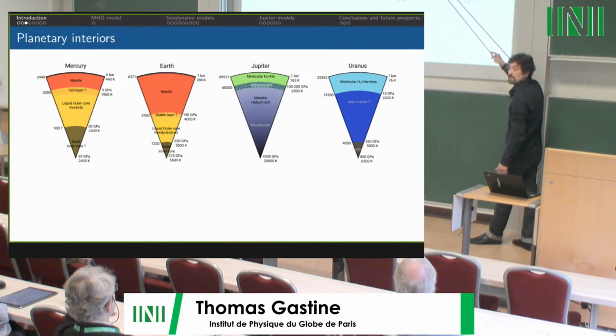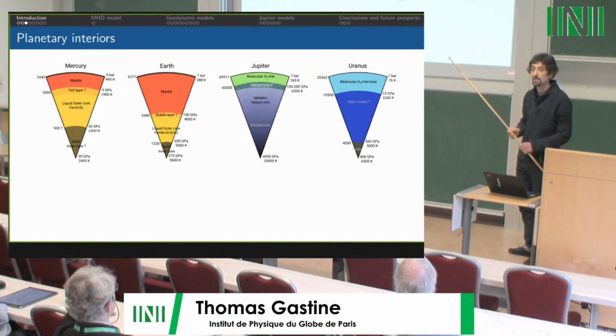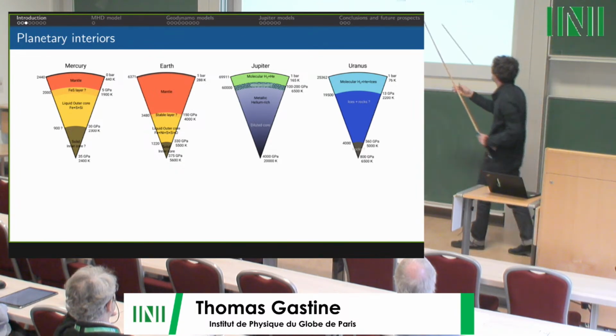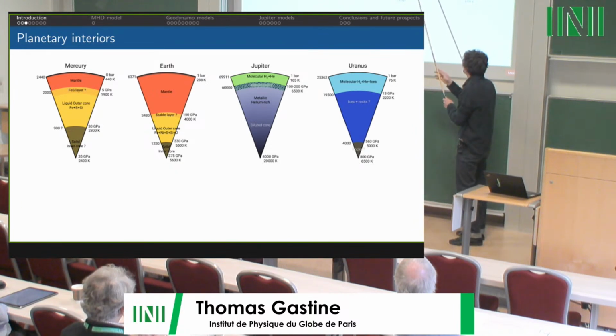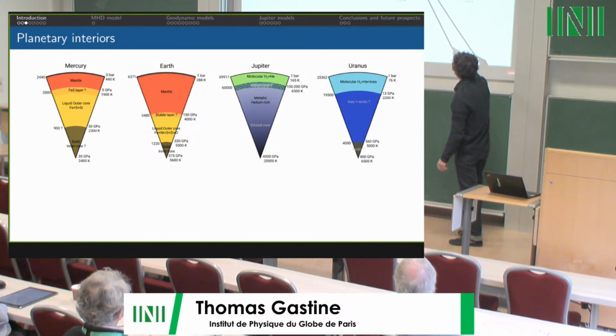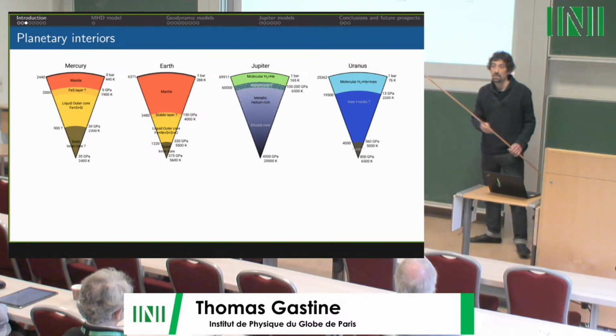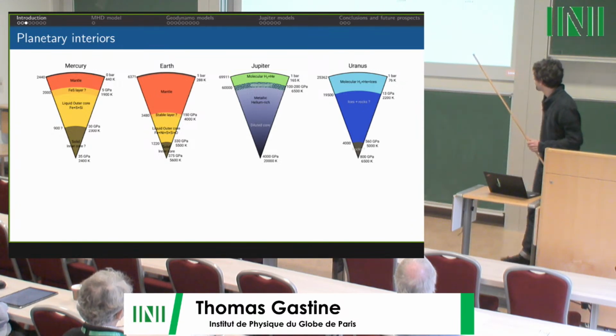And when you go deeper and deeper with the pressure increase, there is a phase transition of hydrogen towards the metallic phase. And this happens roughly 10% below the surface. And so here in this part, hydrogen becomes metallic. And so if you have convection or motion there, you can sustain the magnetic field via dynamo action.